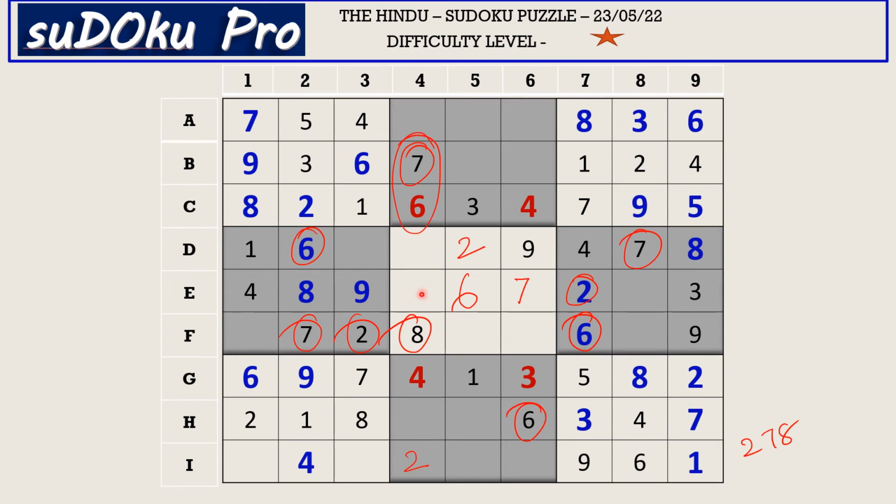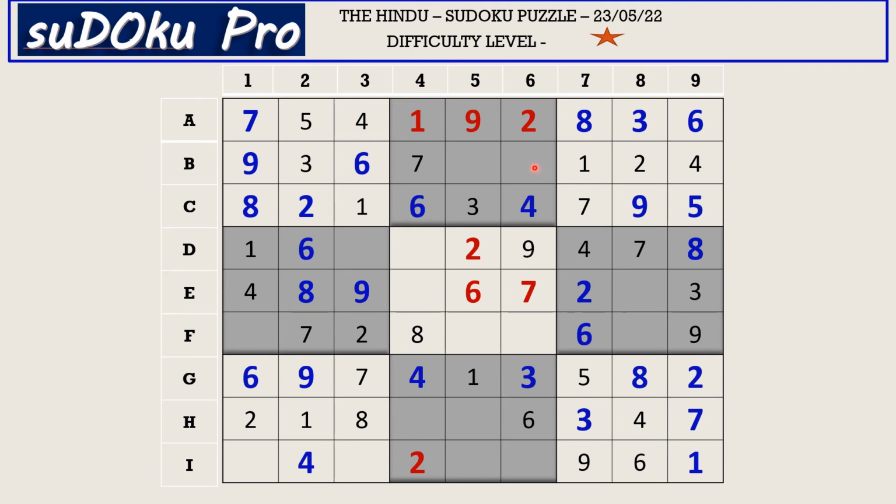Fine. Now here in this block, we have in A row, we have only 3 empty cells, and the missing numbers are 1, 2 and 9. Now we have 1 and 2 in this column. So A5 takes 9. Now the missing numbers are 1 and 2. So there is a 2 here. So A4 takes 1 and A6 takes 2. Now here the missing numbers are 5 and 8. Still we miss 5.